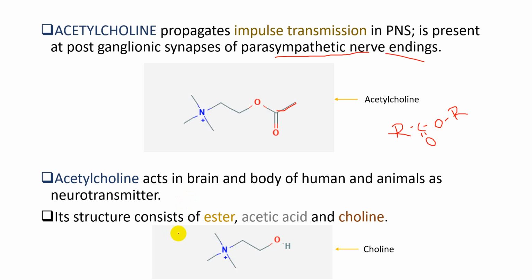Now, as you can see here, the structure consists of ester, acetic acid and choline. I just explained the structure, that this full part is the acetyl part, so acetic acid. Then choline means this structure here, if you compare the two, see till here it is the same, right? This part is the choline part, right? And ester, as I told you, RCOOR, so this part is ester. Hence the structure of acetylcholine consists of ester, acetic acid and choline. Alright, this.